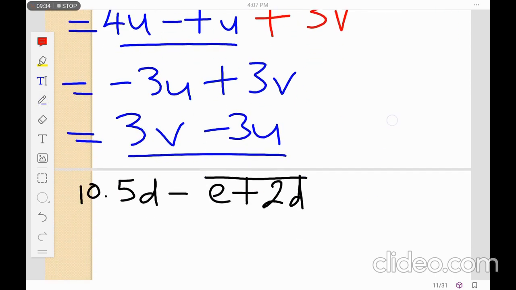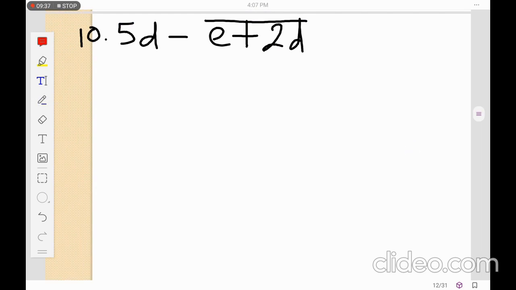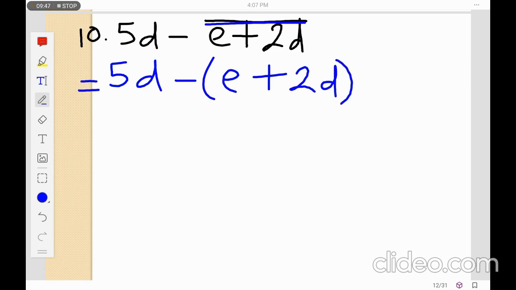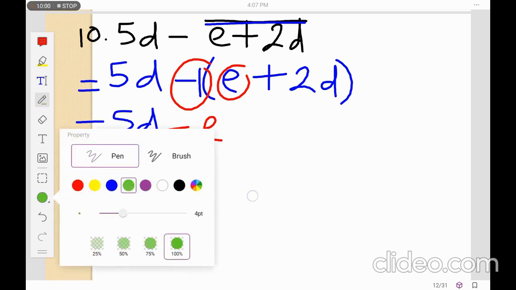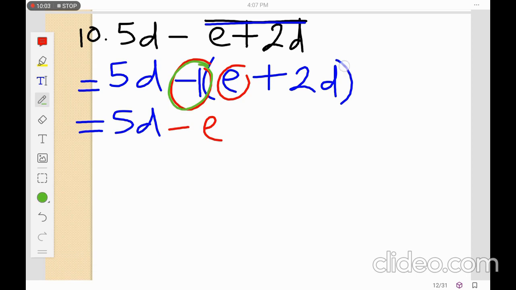Okay, let's have another question, number 10. So this, we have another bracket here. So we can first of all rewrite 5d minus bracket e plus 2d. And we said when we don't have a number here, we can say it's 1 there. So I'm going to multiply 5d, then minus 1 times e, we get minus e. Then minus 1 times plus 2d, there we get minus 2d.